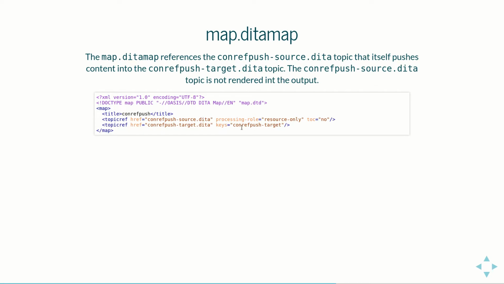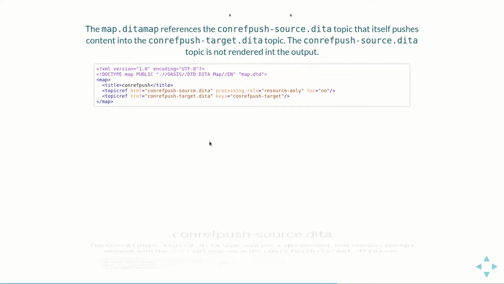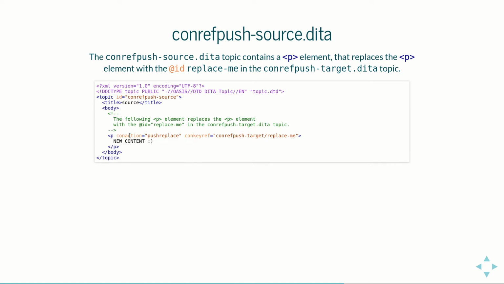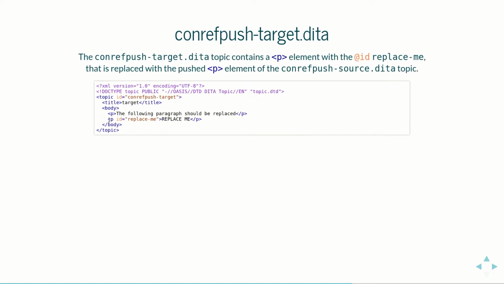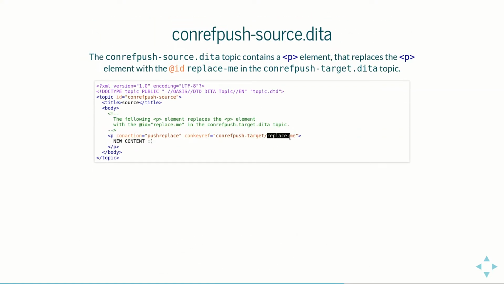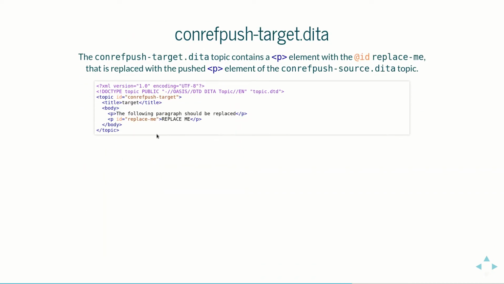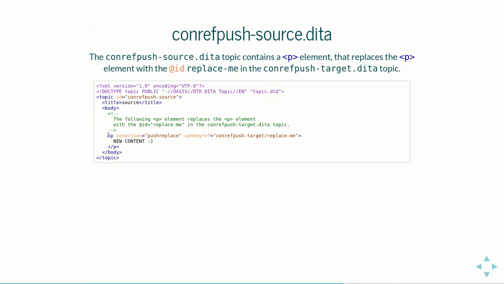The mechanism works quite similar. So what we have to do is we have to push from the source topic to the target topic. And the source topic contains a paragraph element here with a conkeyref to the element we want to replace. And the action is push replace. That means we are going to the conref push target topic and replace the paragraph element with the ID replace me. So the content of this element is replaced with this element.